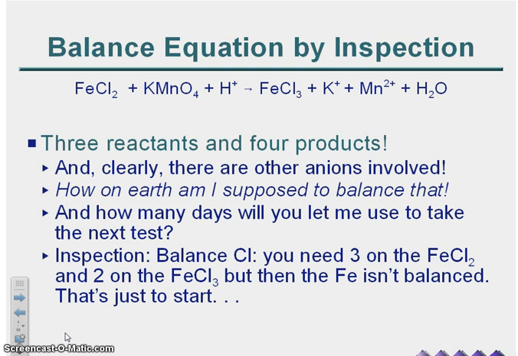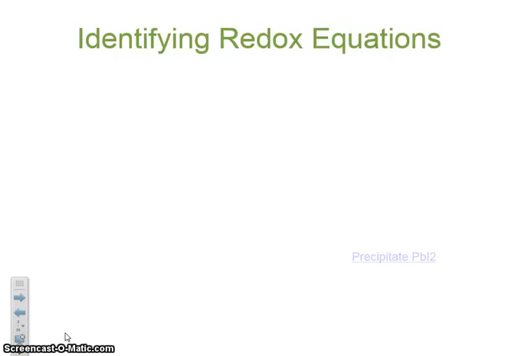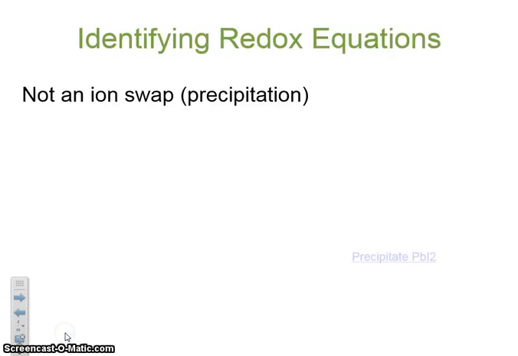You can balance the chlorine. Well, you need 3 on the FeCl2 on the left and then 2 on the FeCl3 on the right, but then that doesn't balance out the iron. Well, that's just a start. This is a mess by inspection. So let's talk about identifying redox equations.